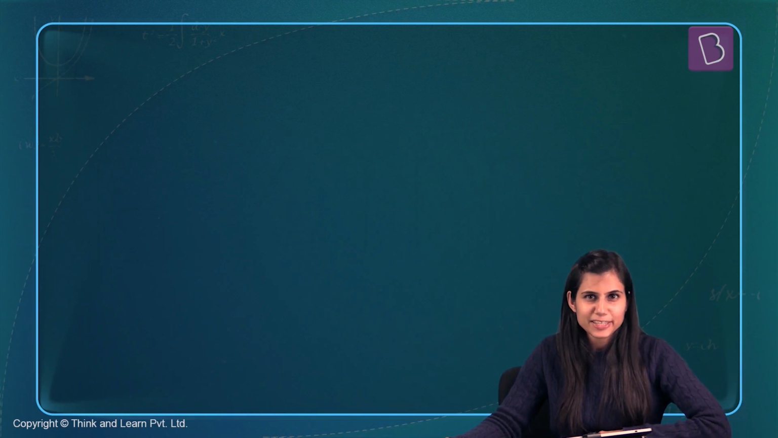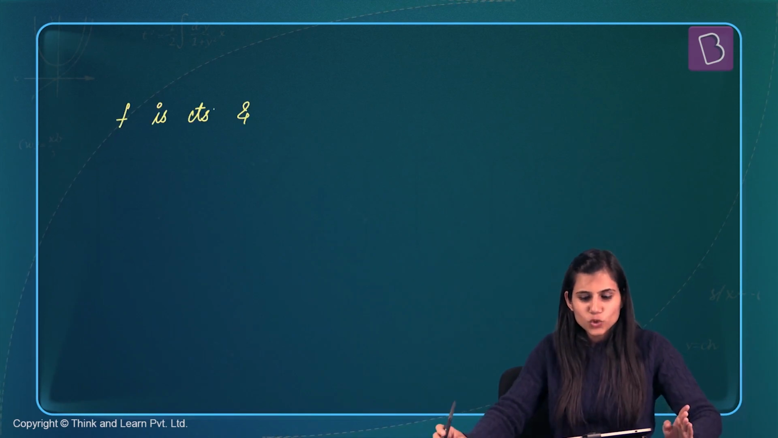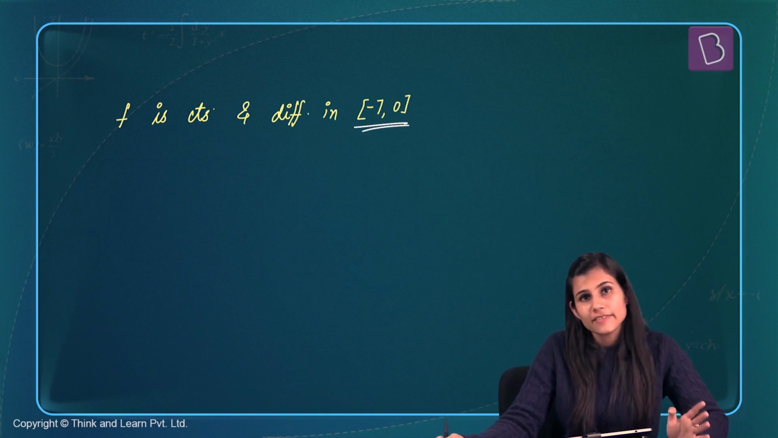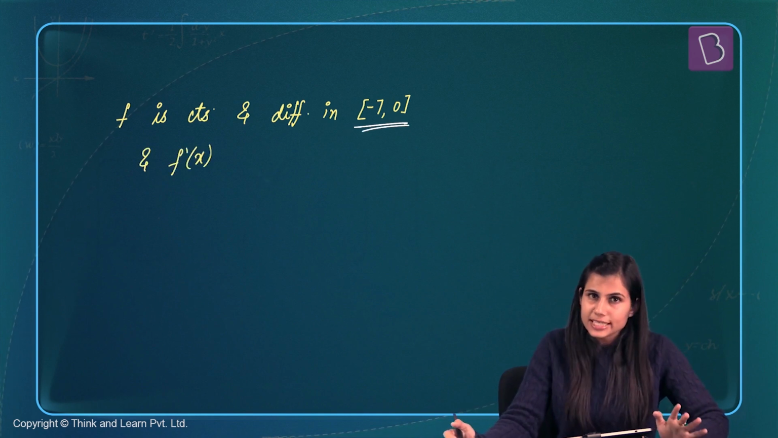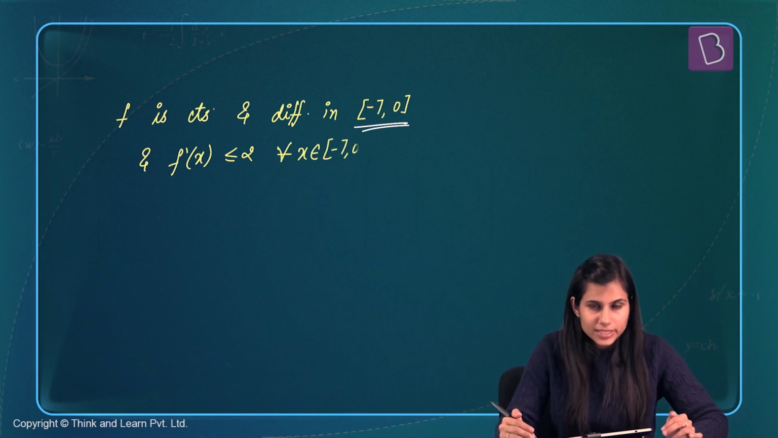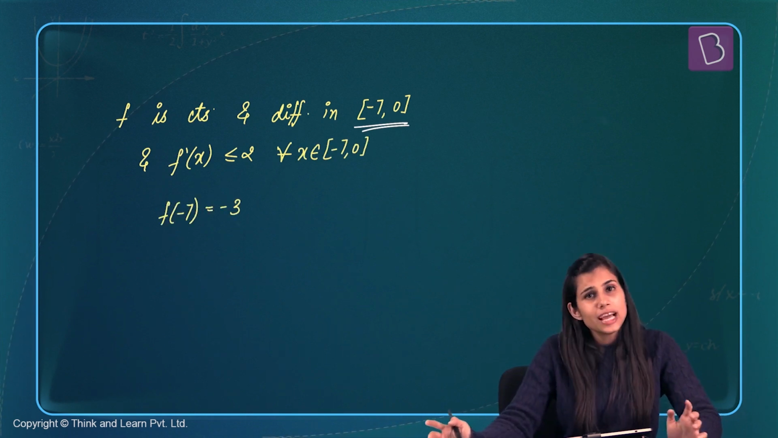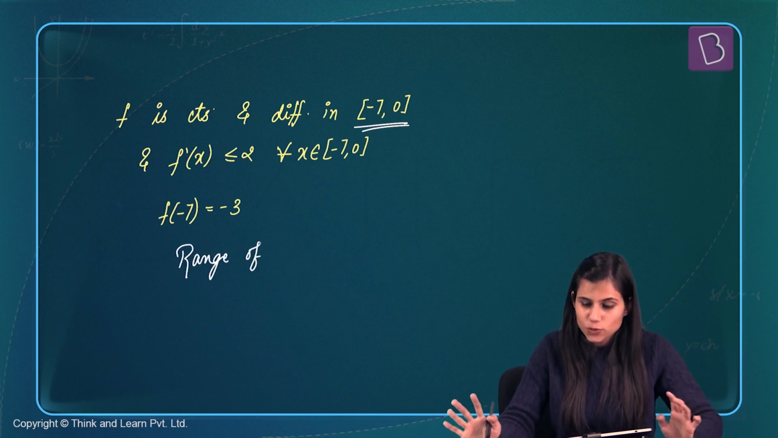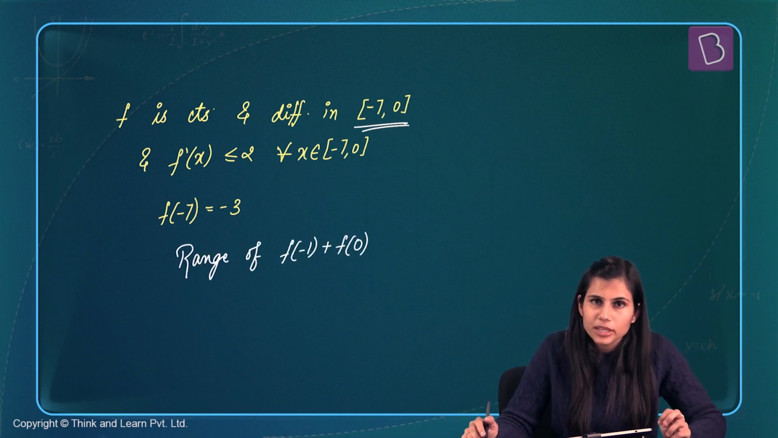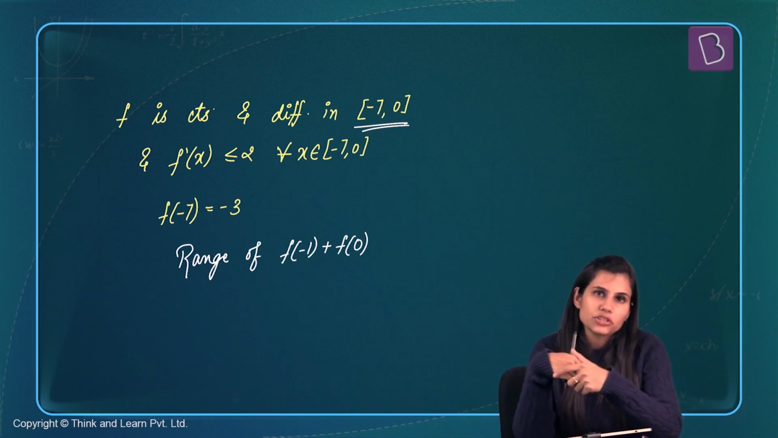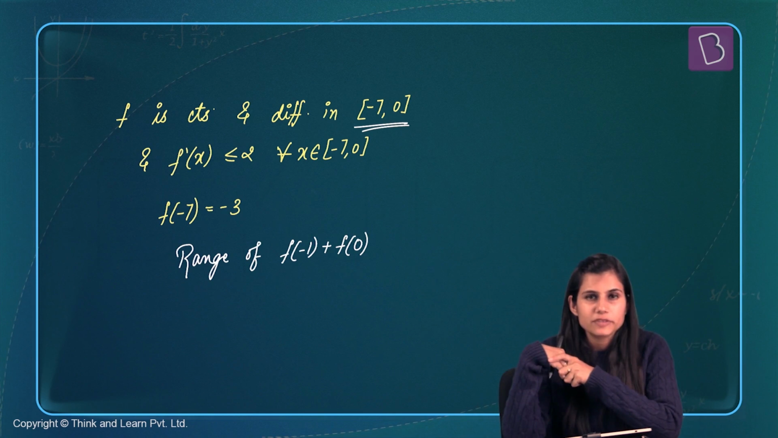Okay, so this is the next question. It says, f is a function which is continuous and differentiable in this closed interval, minus 7 to 0. f dash x is less than or equal to 2 for every x in this interval. Also, f of minus 7 is given as minus 3. Then we have to find out the range of f of minus 1 plus f of 0. Right, that means what is the very range of this particular expression, f of minus 1 plus f of 0.